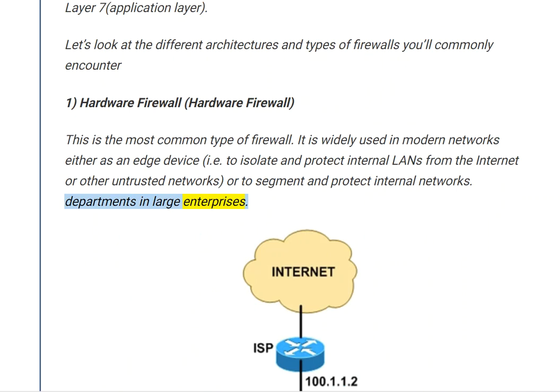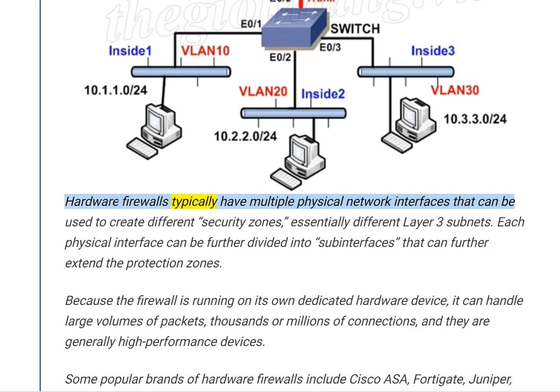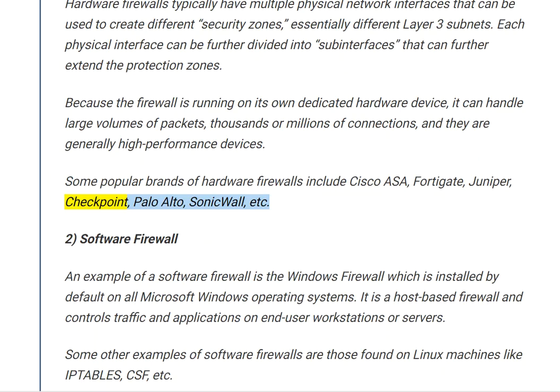Departments in large enterprises. Hardware firewalls typically have multiple physical network interfaces that can be used to create different security zones, essentially different layer 3 subnets. Each physical interface can be further divided into sub-interfaces that can further extend the protection zones. Because the firewall is running on its own dedicated hardware device, it can handle large volumes of packets, thousands or millions of connections, and they are generally high-performance devices. Some popular brands of hardware firewalls include Cisco ASA, FortiGate, Juniper, Checkpoint, Palo Alto, SonicWall, etc.